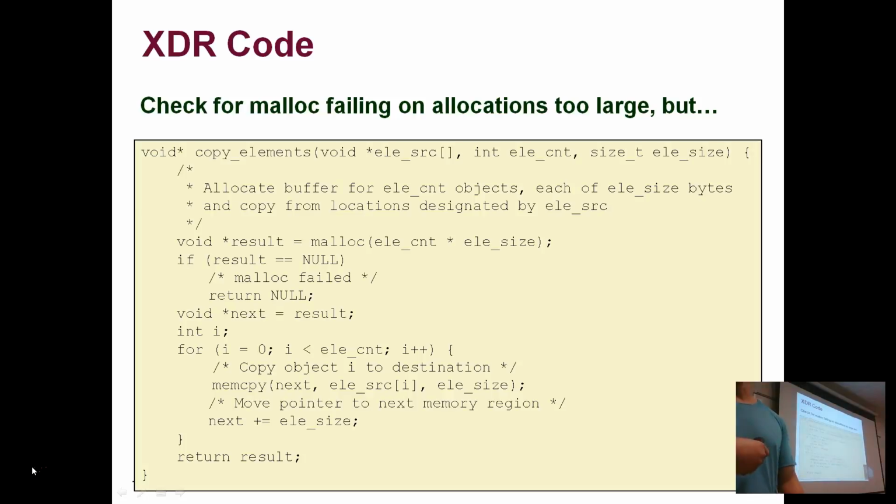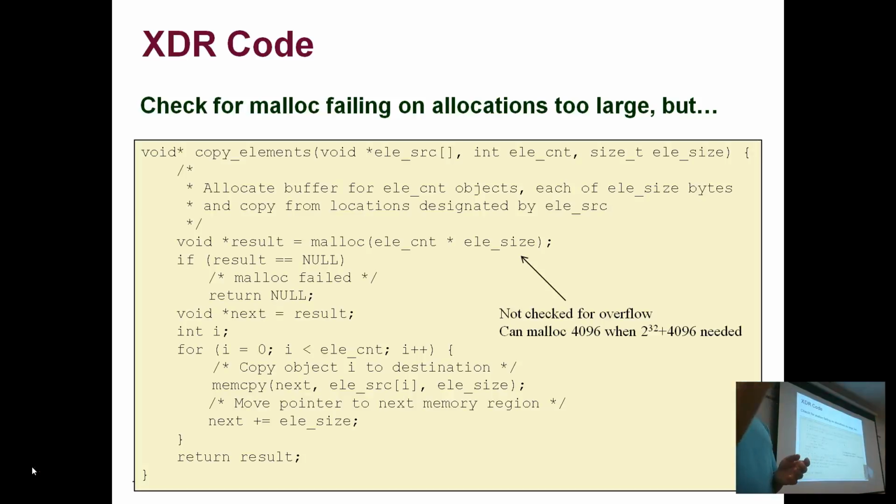It won't return you the memory. It'll just fail. And this code is doing what it should. It's checking to see if the result is null. Malloc says, "Oh wow, that's way too big." The issue is right here when you do this multiplication, it's not checked for overflow, right?